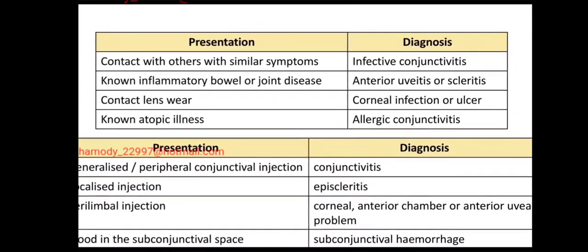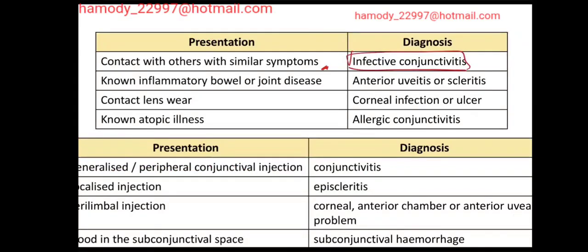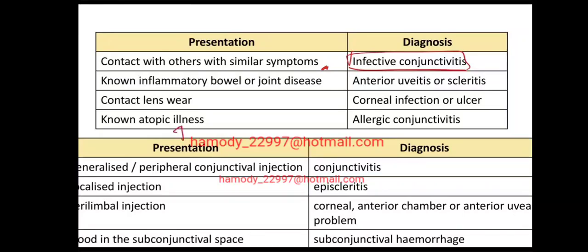For example, if the patient came in contact with persons who had similar symptoms, think of infective conjunctivitis. If these patients have atopic illnesses, like he's a known case of hay fever or asthma, think of allergic conjunctivitis. If he wears contact lenses, think of a corneal infection or ulcer, which might have happened whenever they use contact lenses.